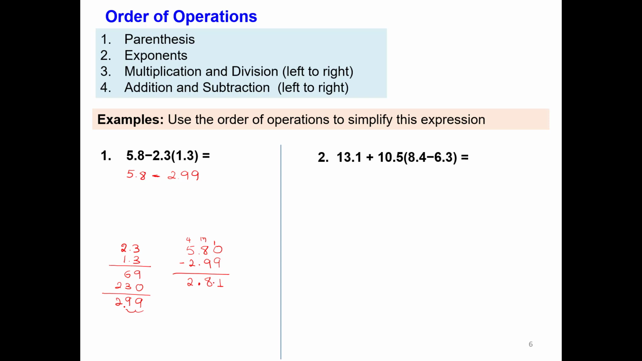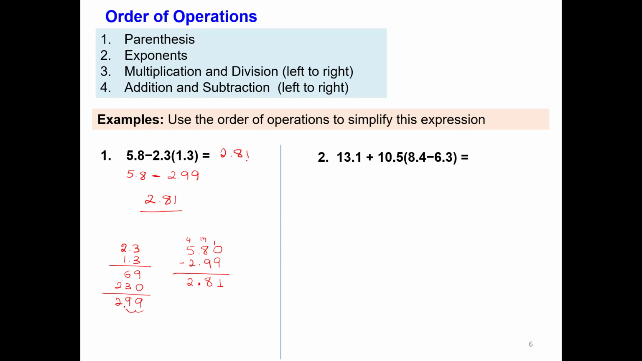Because 5.8 is the larger number and 5.8 is positive, the answer must be positive. Okay? 5.8 is the larger number. Then the answer must be positive. Here will be 2.81. Yes, this is the answer. It's 2.81.